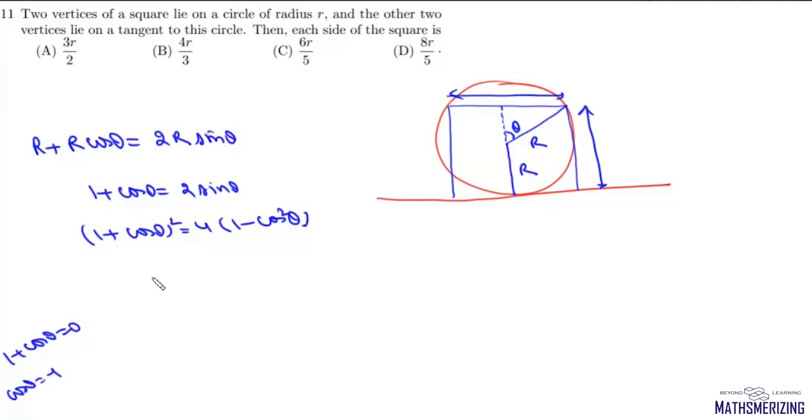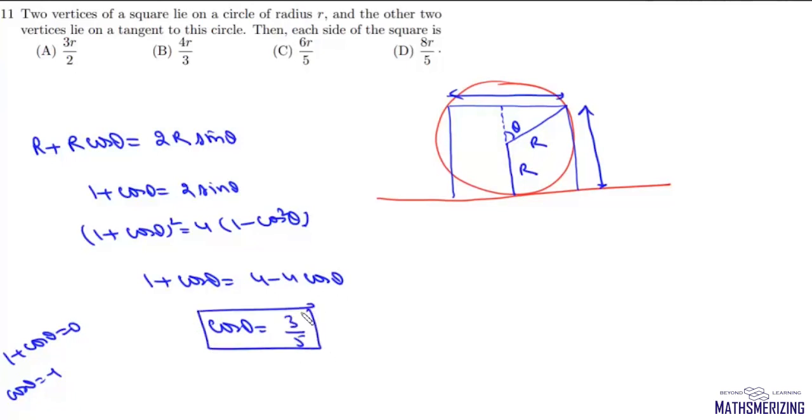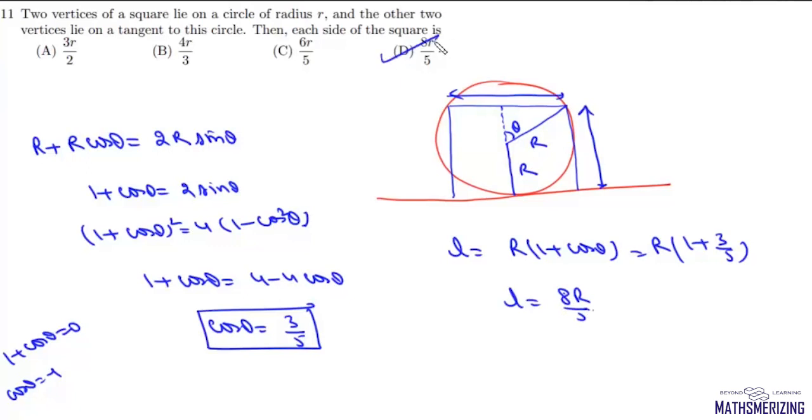So the result that we'll get here is (1 plus cos theta) will be equal to 4 minus 4 cos theta. So here the value of cos theta will be 3 by 5. Now we need to find the length of each side of the square. So the length of this side is r(1 plus cos theta). So it will be r and then 1 plus 3 by 5. The length of the side of the square will be 8r by 5, and that's your option D.